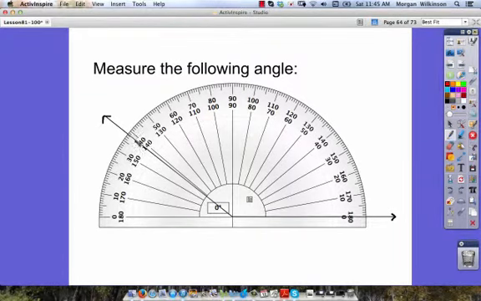So the closest this line looks to is, well, it's between 140 and 150. And it's more than 141. It looks like it's almost exactly right on the 142. So this angle would have to be 142 degrees.